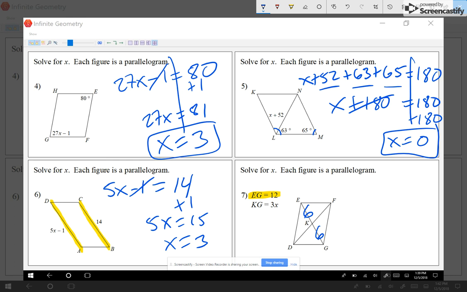Now, my second equation, I say KG equals 3x. Based on the picture, I look at the distance from K to G, KG. I see it's 6. So I'm going to rewrite the second equation, but instead of KG, I'm going to say 6 is equal to 3x. Then work it out from there, right? In this case, divide both sides by 3. X is equal to 2.